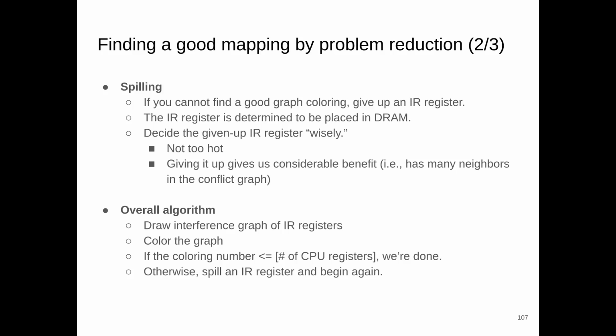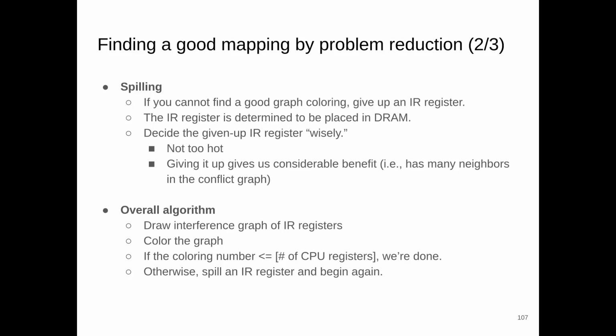Otherwise, you have to spill an IR register. That means you have to manipulate this IR register inside a stack instead of registers. So it is basically kicked out to the memory instead of residing in the architecture register. That is much slower. And after spilling an IR register, you have to begin again and draw the interference graph again and see if you can successfully color the graph.